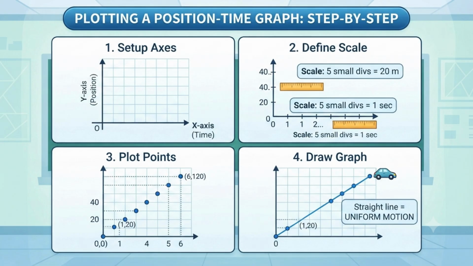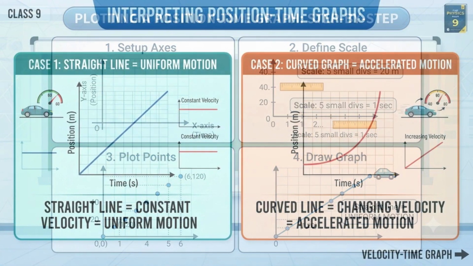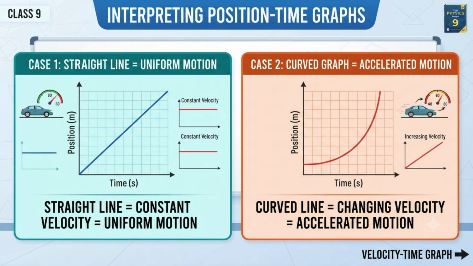And don't forget, this same method can also be used to draw other graphs that we'll study later in this chapter, such as the velocity time graph. Great! We've learned how to draw a position time graph. But now comes the real question. What can this graph actually tell us?